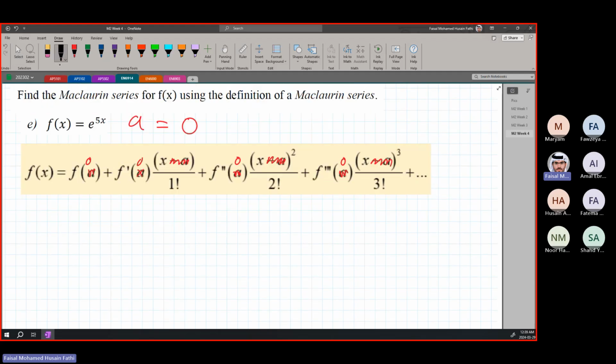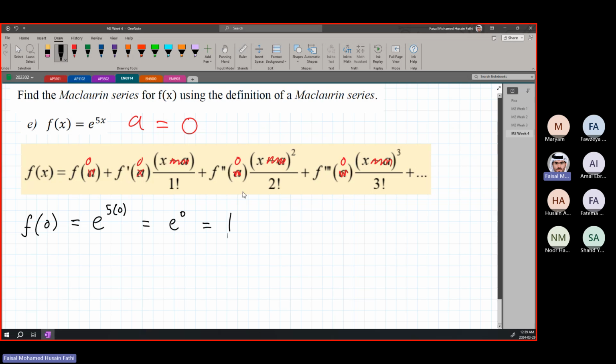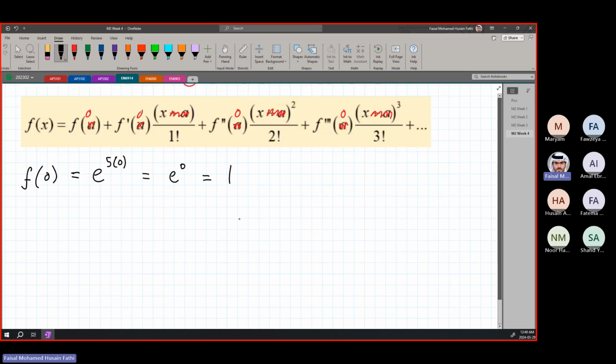If we solve just one question now really quickly, f of x is equal to e to the power of 5x. So f of 0 is simply e to the power of 5 times 0. So e to the power of 0, which is equal to 1. Right? Anything to the power of 0 is 1.